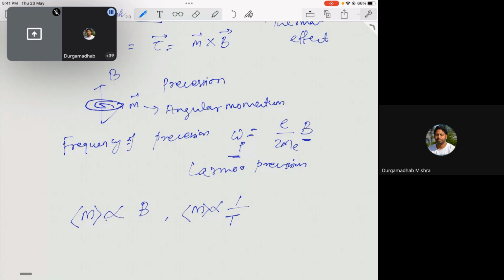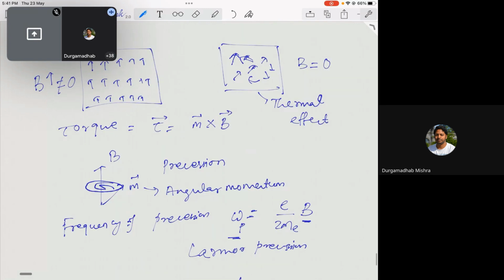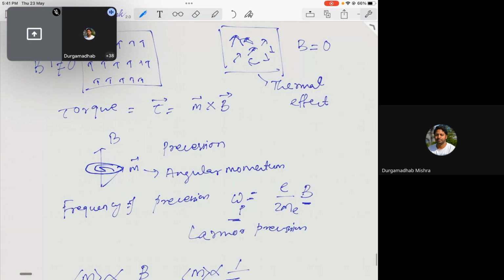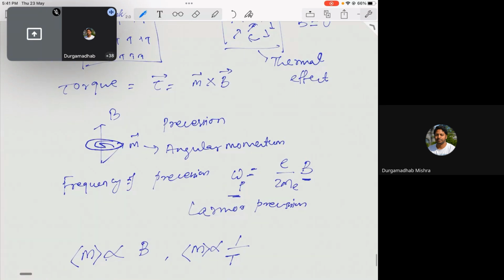Because as you can see, if I apply a stronger magnetic field B, all the dipoles will align, so my average magnetic moment along the field direction will be maximum. But if I increase the temperature, these dipole moments will fluctuate even faster, and that's why the average magnetic moment will be smaller. So that's why it is inversely proportional to T.